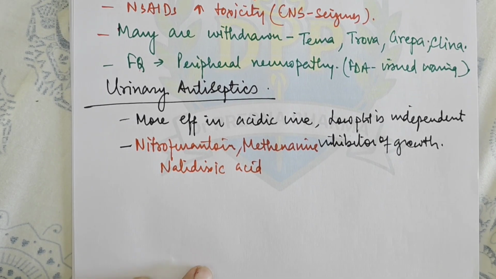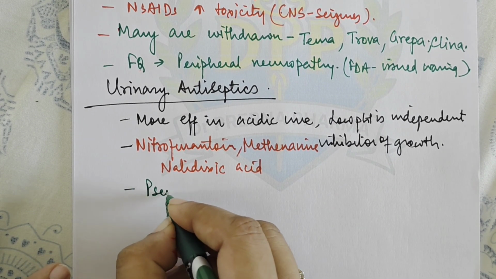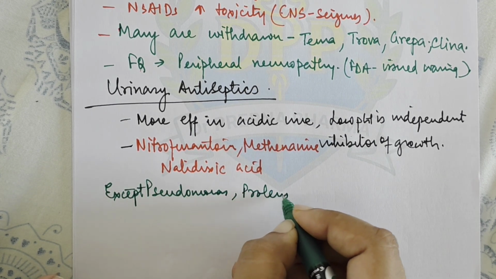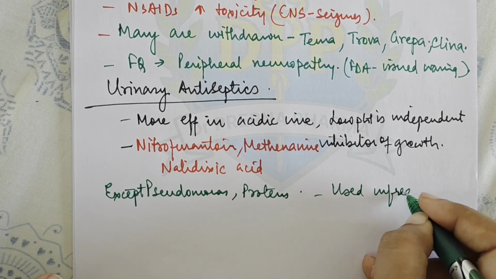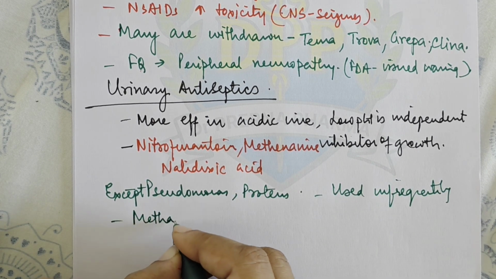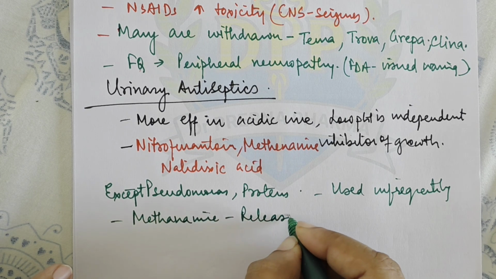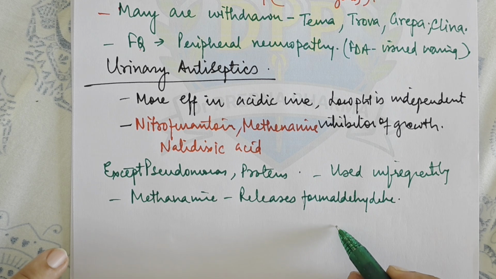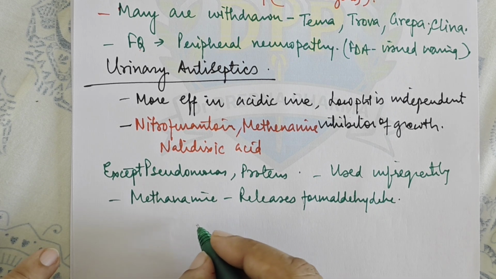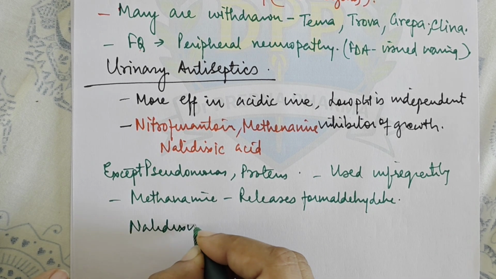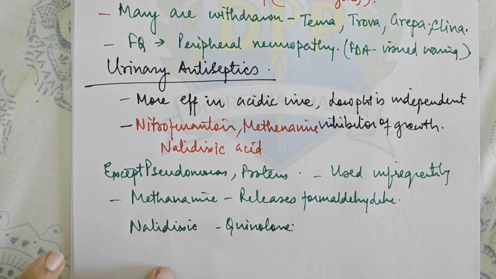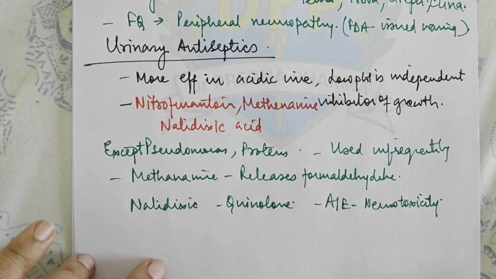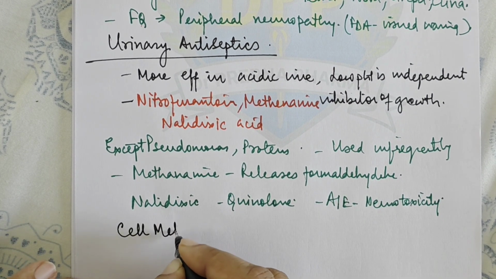Now, nitrofurantoin is basically used in urinary infections, except Pseudomonas and Proteus. Now it is very infrequently used because we have better agents also. What does methenamine do? It releases formaldehyde, right? Formaldehyde is what causes the antibacterial activity. Then nalidixic acid is basically a quinolone. Okay, and the main adverse effect is neurotoxicity.